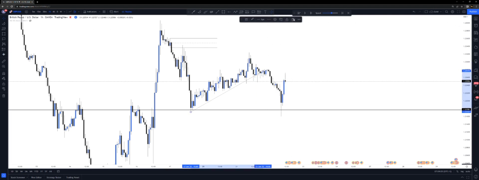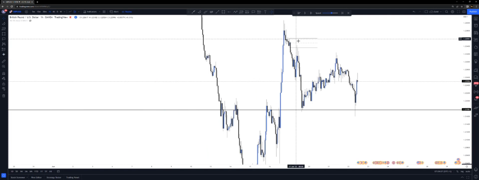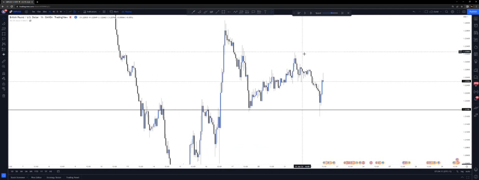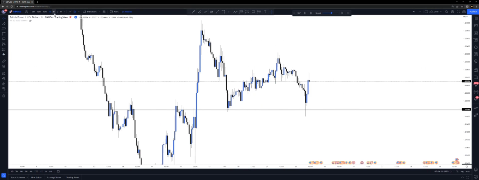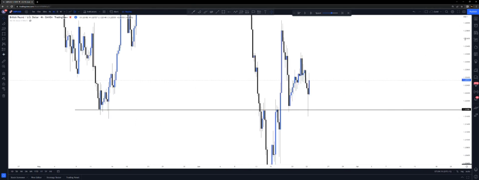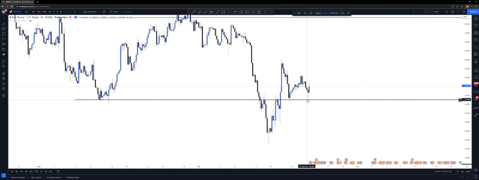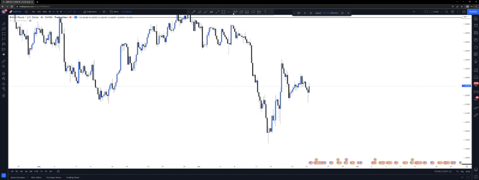Perfect. So now another concept, and let me go to 4 hours. From 4 hours, it is more clear. This is the Fibonacci.